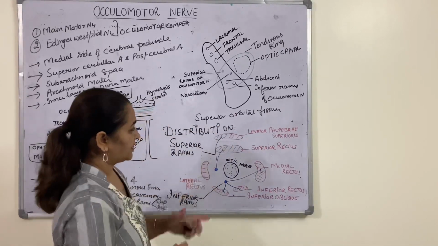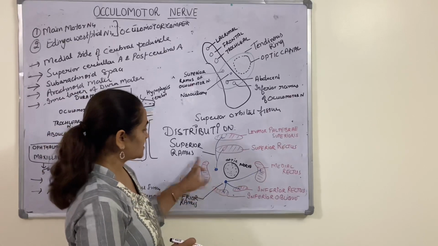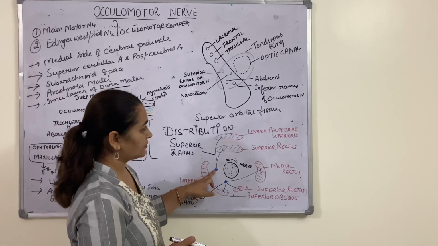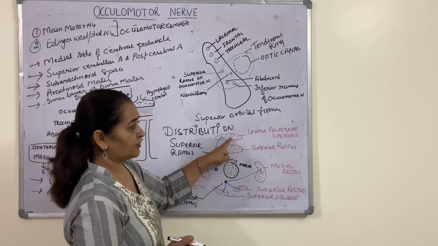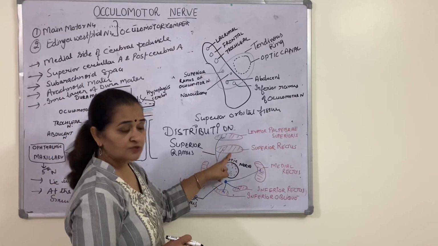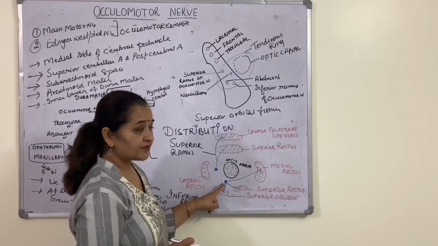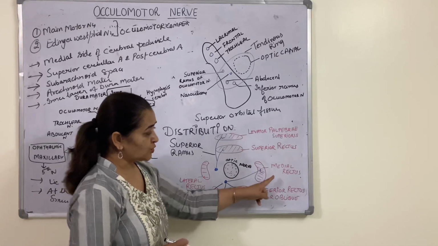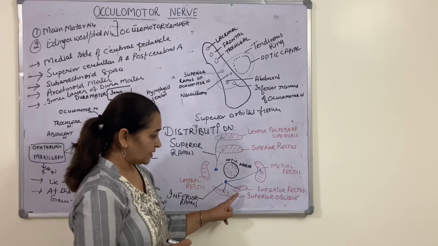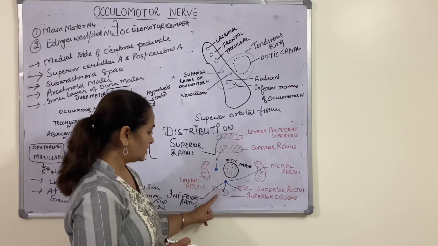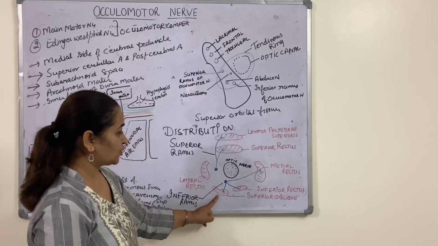So in the orbit, it supplies, that is superior ramus. This is the superior ramus of oculomotor nerve, which is going to supply the levator palpebrae superioris and superior rectus muscle. This is the inferior ramus of the oculomotor nerve, which is going to supply the medial rectus, inferior rectus, and, you can see here, that is inferior oblique muscle.